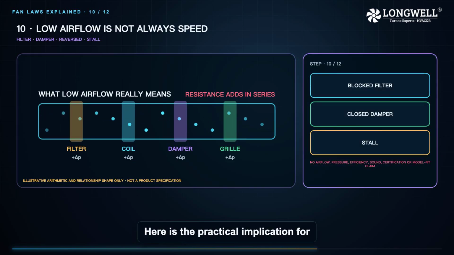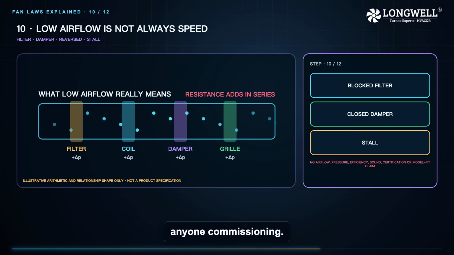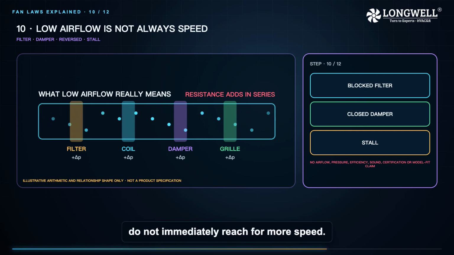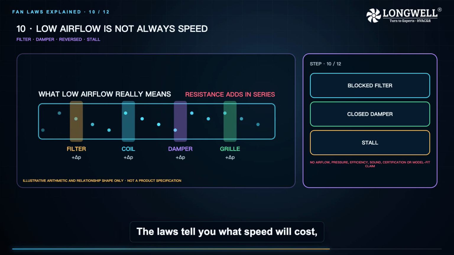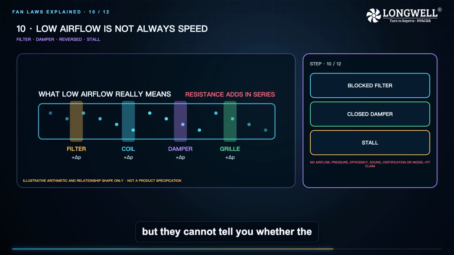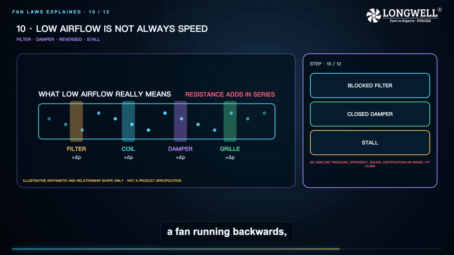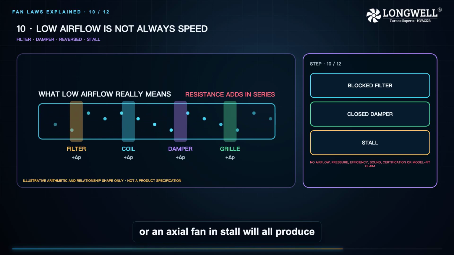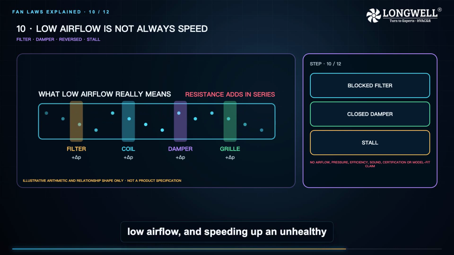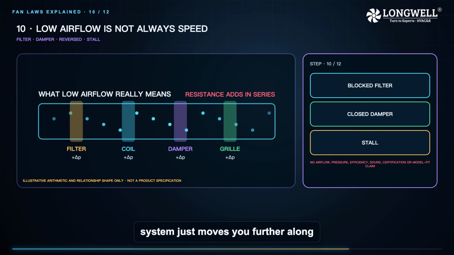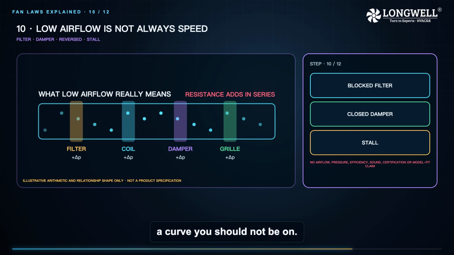Here is the practical implication for anyone commissioning. If the measured airflow is low, do not immediately reach for more speed. The laws tell you what speed will cost, but they cannot tell you whether the problem is speed at all. A blocked filter, a closed damper, a fan running backwards, or an axial fan install will all produce low airflow, and speeding up an unhealthy system just moves you further along a curve you should not be on.